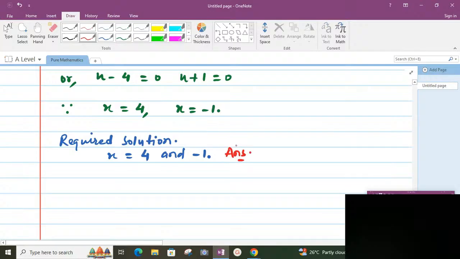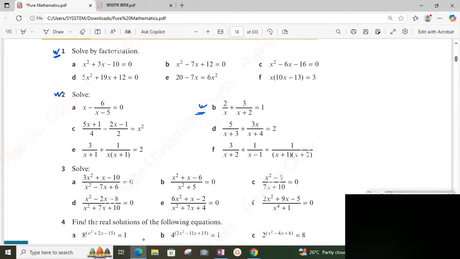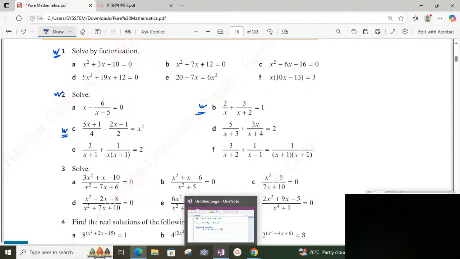Hope that there is no problem to understand the solution of this question. Let's see the next question. This is the next question. 5x plus 1 by 4 minus 2x minus 2 by 2x minus 1 by 2 equal to x squared. So this is the question number 2 to C.